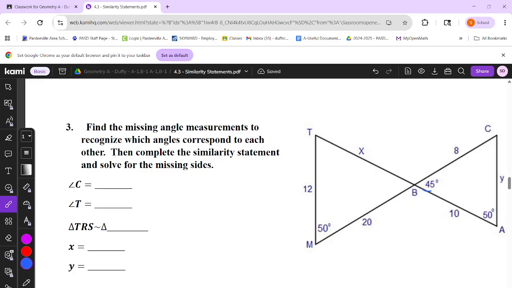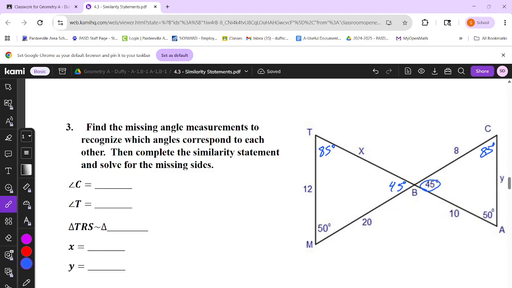So if we know this is 45, the vertical angle is 45. I don't know why I wrote 44. 45 here. Okay. Then if we know these two angles add up to be 95, then the third angle would have to make the total 180. So 50 plus 45 is 95. Take that away from 180, and you would get 85 degrees. The other one, T, would also have to be 85 degrees. So we'll go with 85 in both those spots.